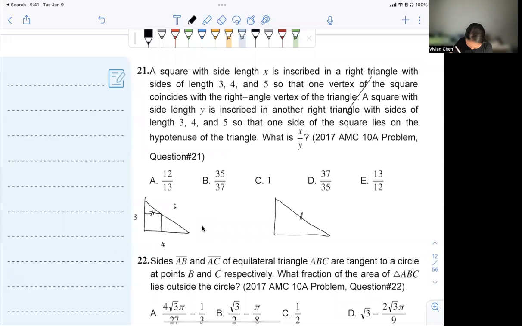I'm drawing this too big. And it also has a square inscribed in it. The triangle has lengths 3, 4, and 5. And one side of the square lies on the hypotenuse of the triangle. So this is the hypotenuse of the triangle. So this is probably where the square lies, and it has length y. Okay, so it wants us to get the ratio of x to y.